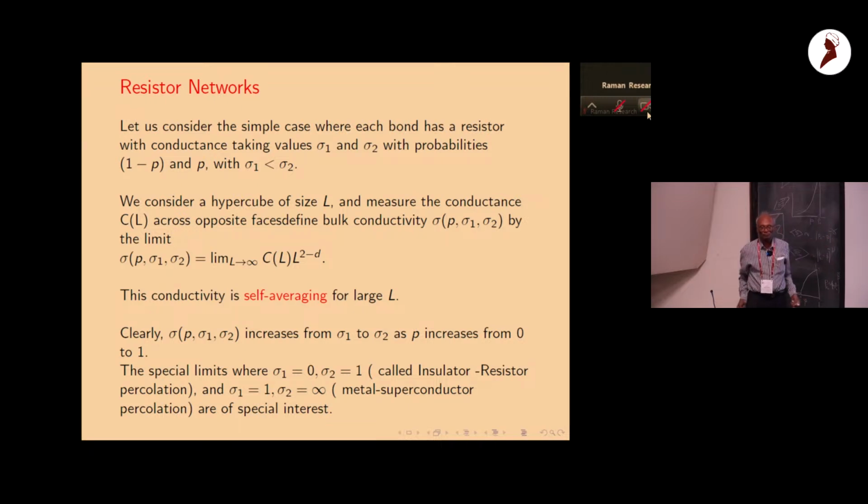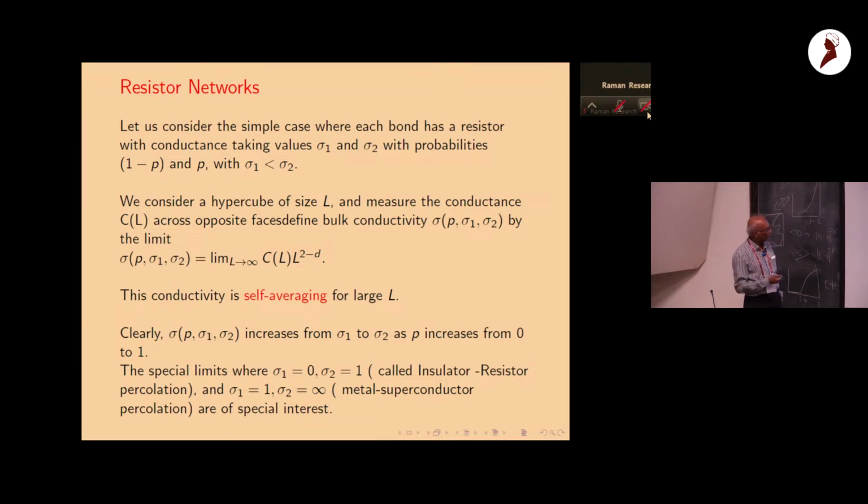So if you take a large cube of size L, the conductance varies with the size as L to the power d minus 2. In 2D it goes to a constant. In 3D, the conductance is proportional to the area but inversely proportional to the length. So in the end, it's proportional to 1 power of L. In general d, it's L to the power d minus 2. So you take the conductance and multiply it by L to the power d minus 2. Now this quantity becomes independent of L in the limit of large L, and that is called the conductivity.